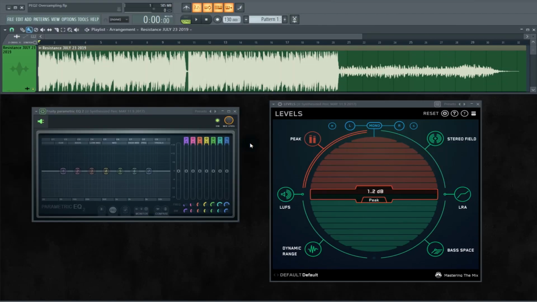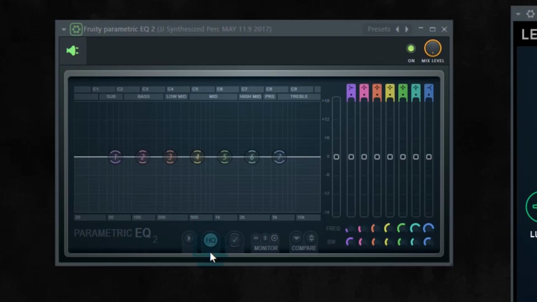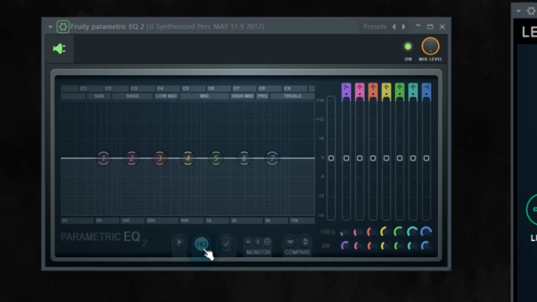So if you're in a rage and thinking, oh, Fruity Parametric EQ2, it's ruining my mixes, no, not really. You're probably ruining your mixes if they're bad. Here's what's happening. This little button says HQ. We're assuming that means high quality. It actually turns oversampling on or off.